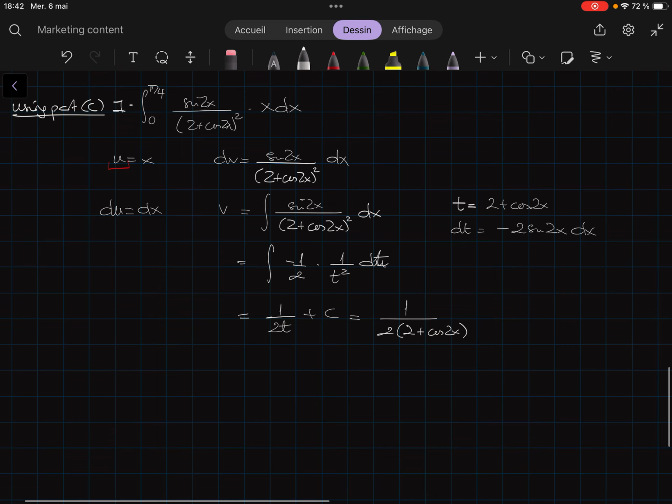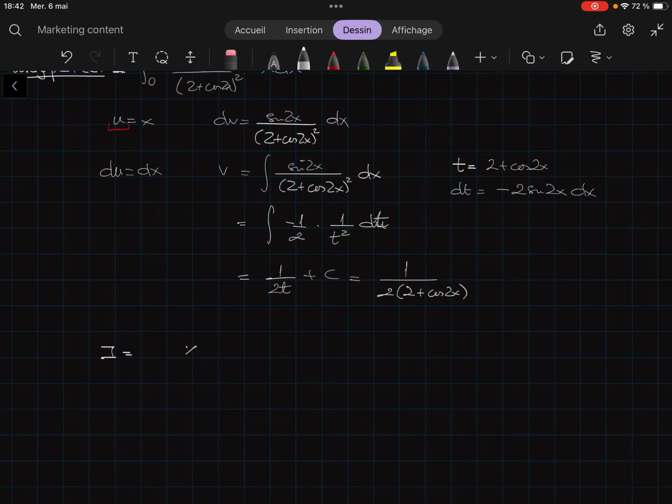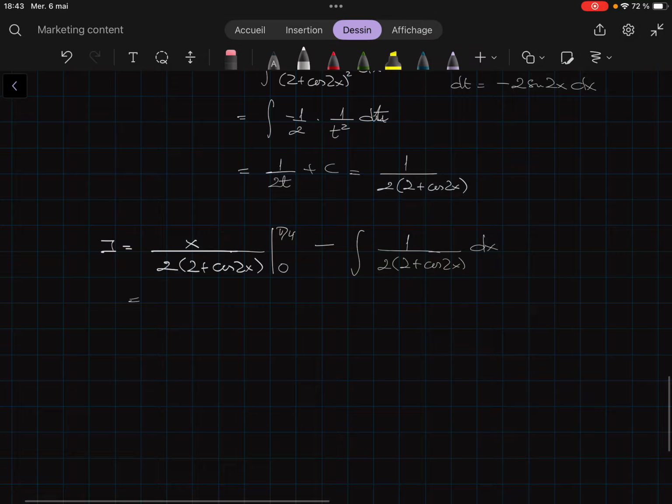The integral that we are asked to evaluate is equal to u times v, we can plug in the bounds, minus the integral of v du. Upper bound, cos of pi by 2, that is 0. Second integral.